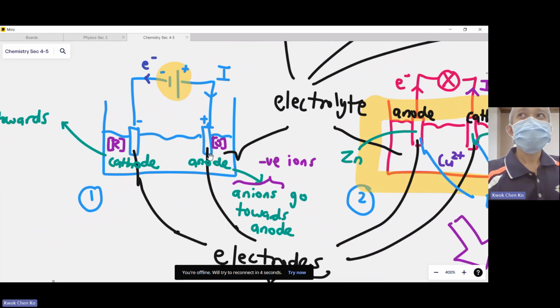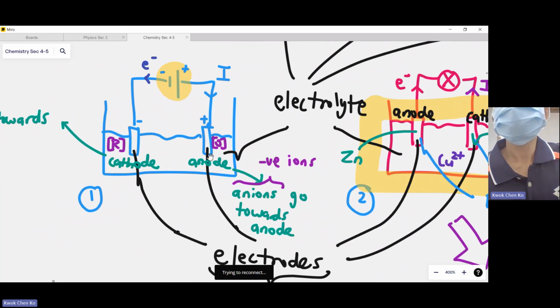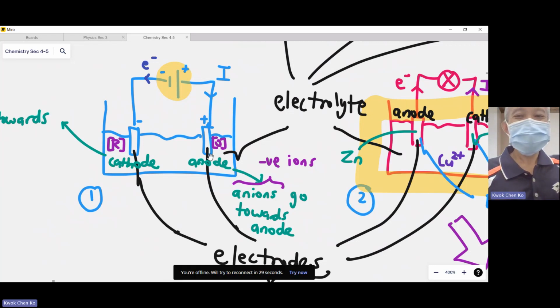Anion is negative, cation is positive. Don't mess that up. It's always true. Cations go to cathode and anions go to anode, which is why they're called cathode and anode. Always true.